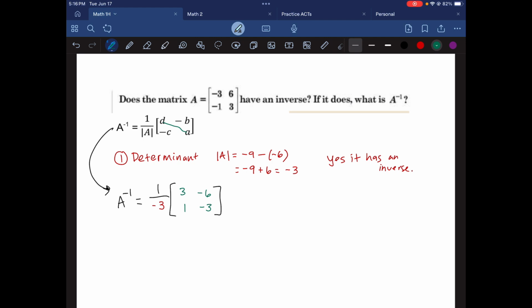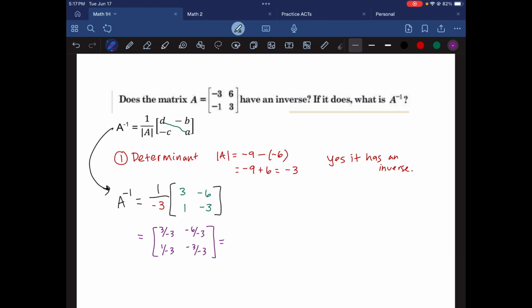Final step here is to do scalar multiplication. That's when you've got a matrix and a number being multiplied in front of it. Remember that that needs to be applied to every element in the matrix, okay? So we'll just simplify this a little further. We will make this 3 divided by -3, -6 divided by -3, 1 divided by -3, and -3 divided by -3. Remember how to multiply fractions?